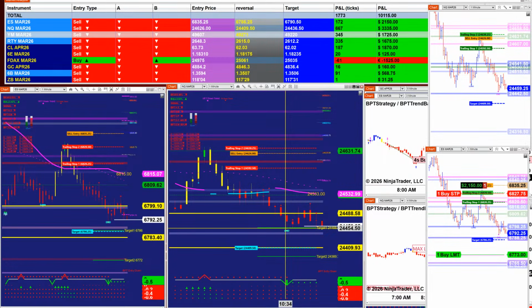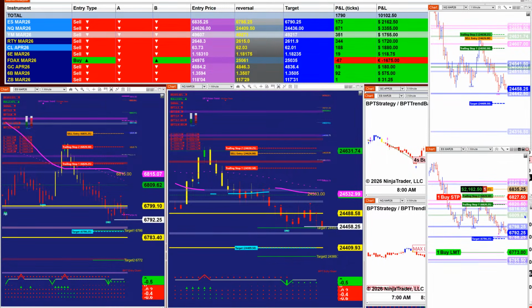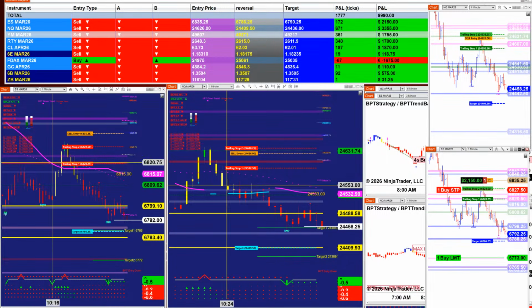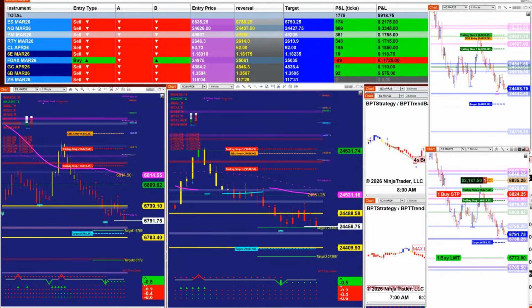The ES is coming to the target one institutional, and that is also going to cause the market on the ES to kick back a little bit. So don't get scared. I have my target on the ES 6773 on the second institutional number. So this is where I'm expecting we will arrive by 11 o'clock.